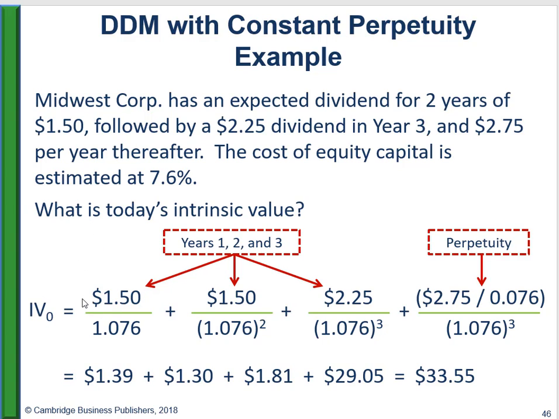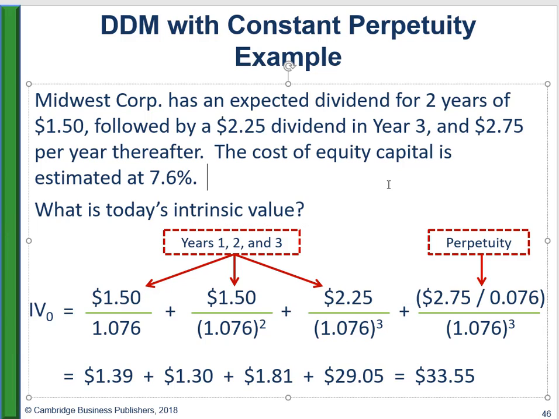We get the dividend in period 1, which is $1.50, and we're going to discount that back 1 period. In period 2, it's $1.50 again, and we're going to discount that back 2 periods. In period 3, our dividend rises to $2.25, and we're going to discount that back 3 periods. Now we have period N plus 1. So this is our perpetuity dividend.